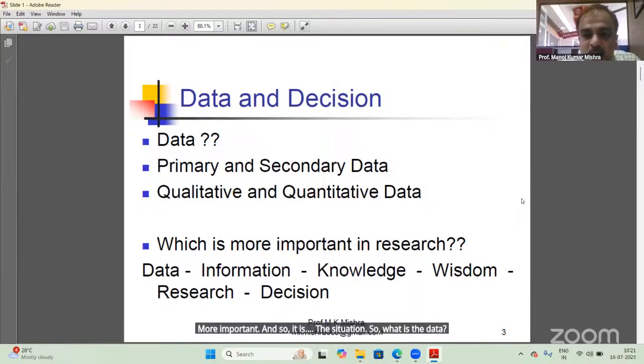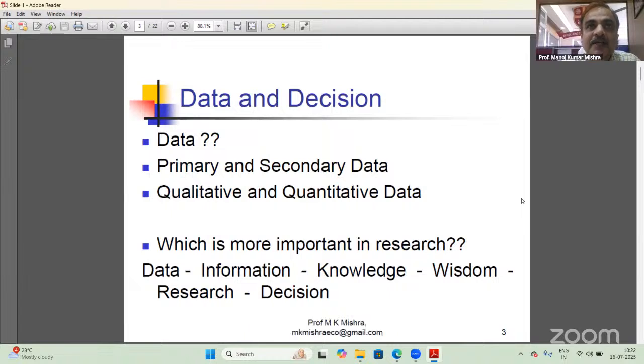Data is the raw material of research. If the data is accurate, data is recent, data represents the whole population, of course, the research will be good.